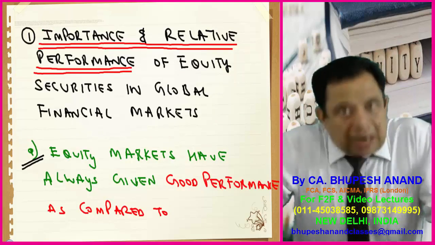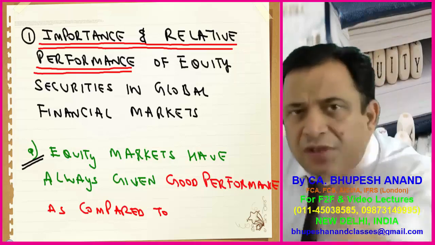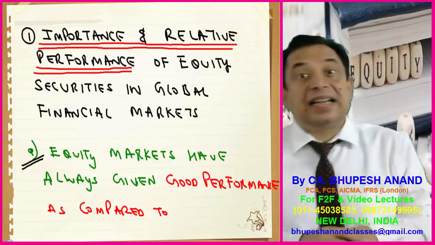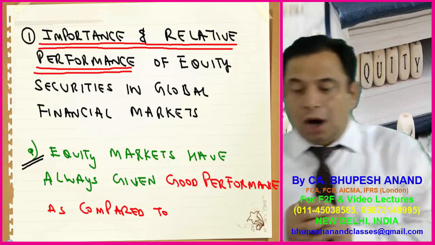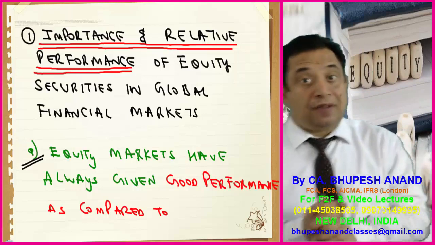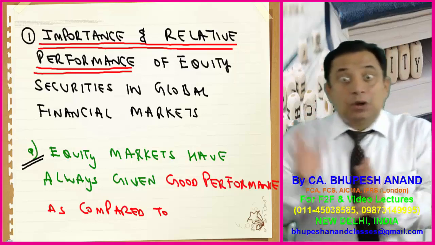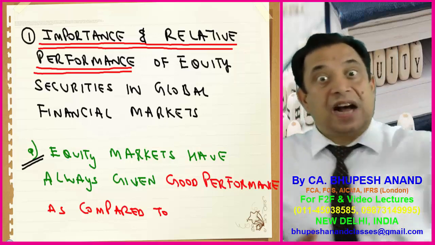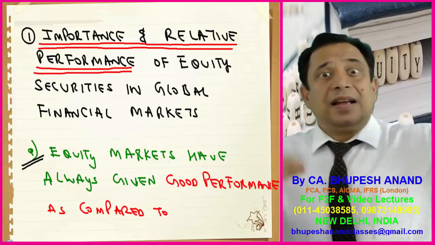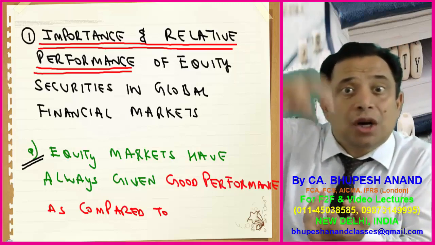So today I am starting with this first learning outcome. So please start writing down. The first point which I want to introduce is what is the importance and relative performance of equity securities in global financial markets. So we will be dealing with what I mean by equity securities, how they have performed in the last 100 years, how we can calculate the richness of a person 200 years back, and how we calculate whether the person is rich or not in today's context.